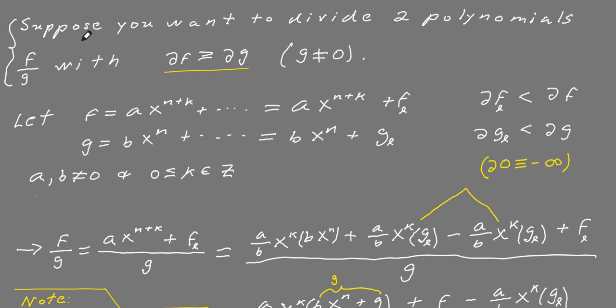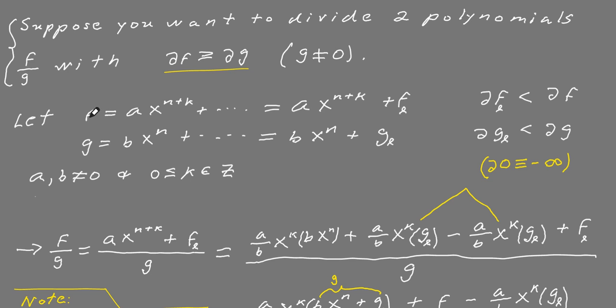I'd like to look at how polynomial long division works by showing how it corresponds to an algebraic procedure for dividing improper fractions. Suppose I wanted to divide two polynomials f over g with a degree of f greater than or equal to the degree of g and g not equal to 0, since you can't divide by 0.